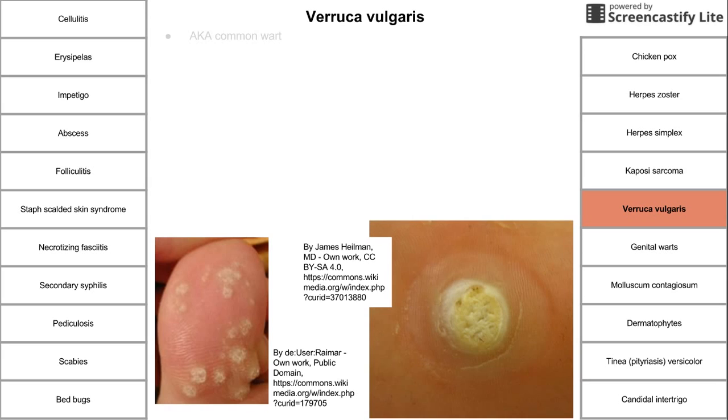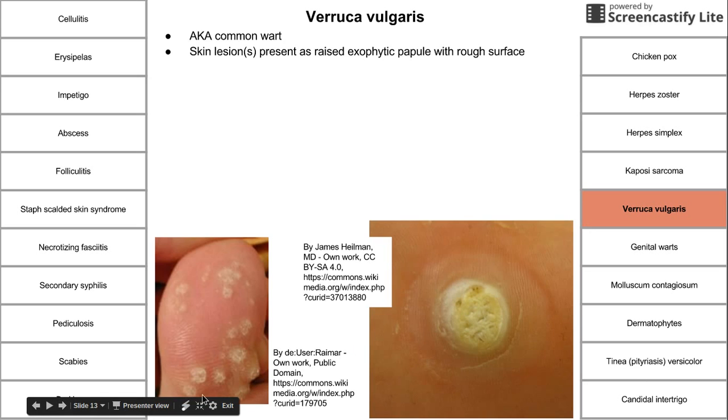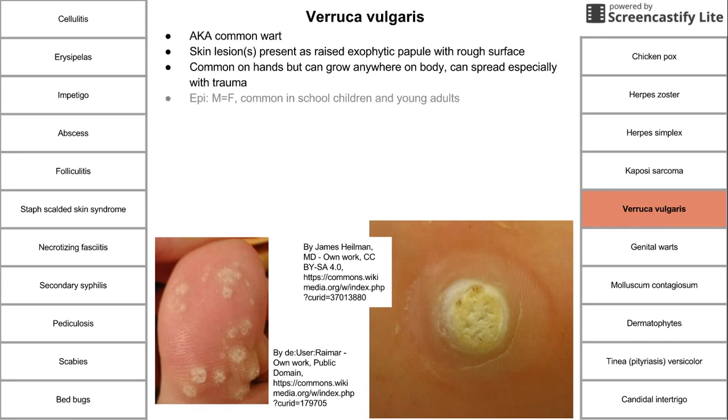Verruca vulgaris. This is the common wart. These skin lesions present as raised exophytic papules with a rough surface. You can see how these are exophytic. They're growing outwards, and they look rough. These are common on the hands, but can grow anywhere on the body. They can spread, especially with trauma. Now, these happen equally in men and females, but they are often common in school children and young adults.